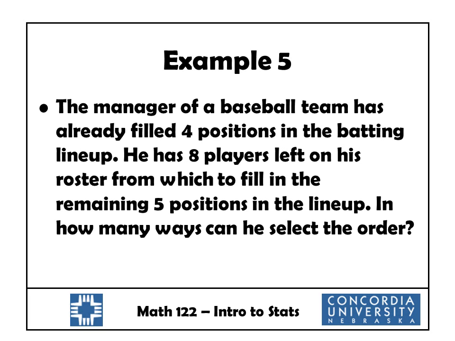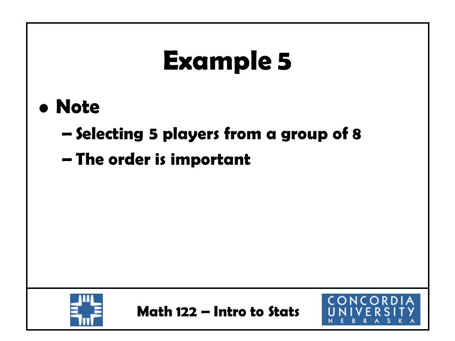Okay, let's look at another example of a permutation problem. The manager of a baseball team has already filled 4 positions in the batting lineup. He has 8 players left on his roster from which to fill the remaining 5 positions in the lineup. In how many ways can he select the order?